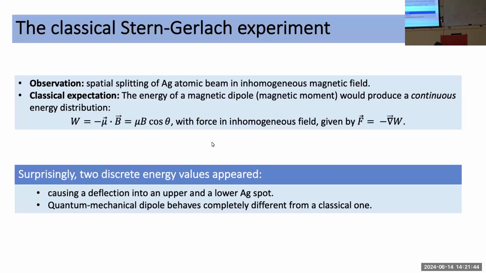Okay, so the classical experiment basically, you see that there is a spatial splitting of the silver beam in inhomogeneous magnetic fields. Classically, you would expect that that full little ellipse is completely filled because of a continuous energy distribution, but apparently this is not continuous. So these surprising two discrete energy levels appeared, and this means that the quantum mechanical dipole clearly behaves completely different from the classical.